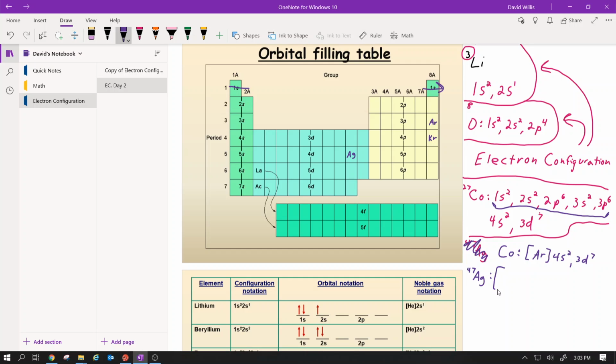Nice big bracket. Krypton. And then I'm going to start with 5s2, and then 4d9. Hey, and that's not bad. I can write that. Okay?